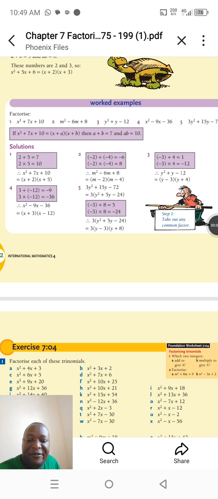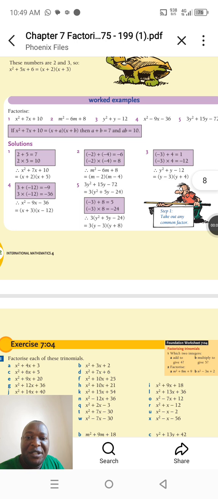So for the factorized format, we just use the numbers that we have identified. It's going to be m, which is the variable, minus 2 into m minus 4. If you expand it, that expression will take us back to m squared minus 6m plus 8.